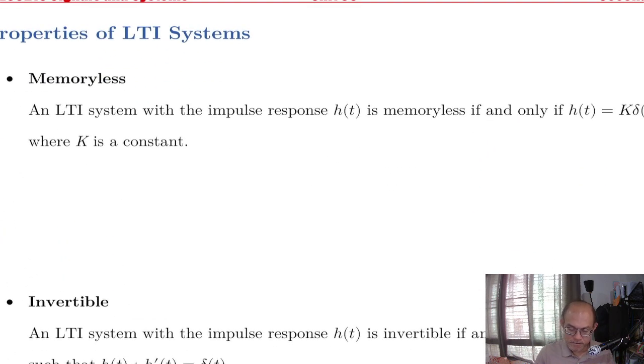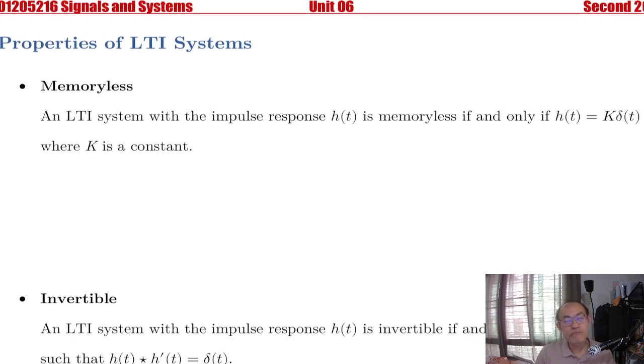Now the last issue that we need to address is called properties of LTI systems. If you remember from the last chapter, we talked about properties of systems, where we had linearity, time invariance, memoryless, invertible, as well as stable. But now if we restrict the systems to be LTI, if we focus only on linear time invariant systems, then these properties will be very easy to determine.